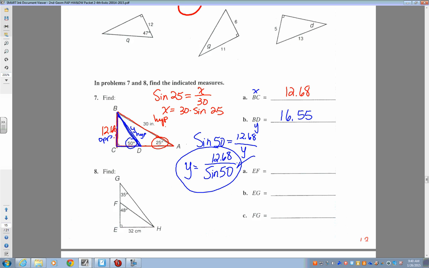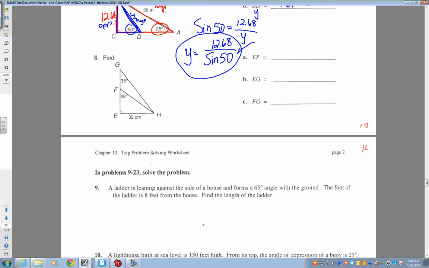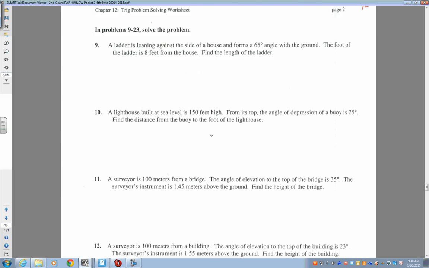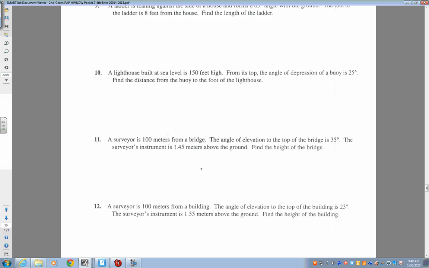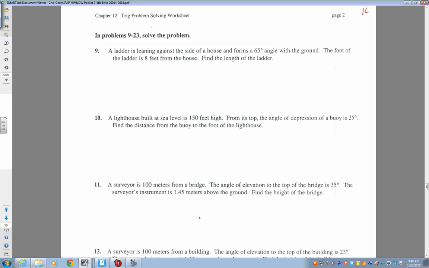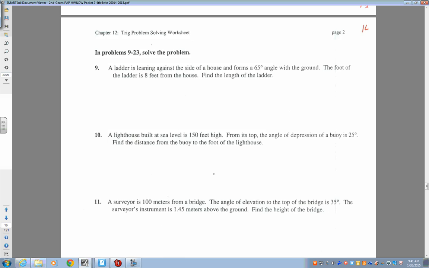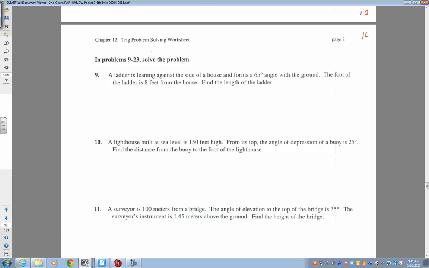So this problem is similar to what you have to do on number 8, which is part of your homework. No, it's special rights too. Yeah. All right. It's going to be special rights, heartbeat, trig. All right. What I want us to get to, let's look at number 9 real quick, because you will have problems where you have to draw the picture yourself.